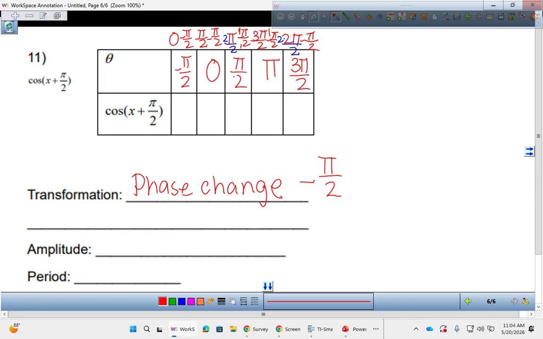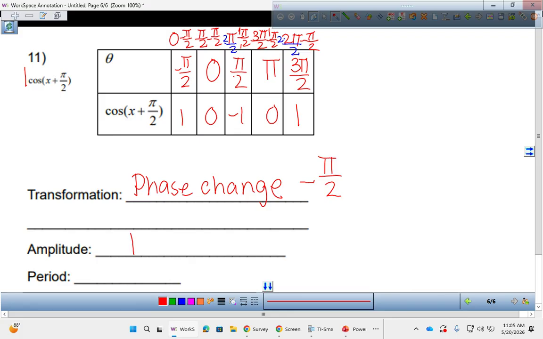The y values were not affected. The only thing that happened here was a left-right change. There's no vertical stretch. So the y values were not impacted. I'm just going to use the original cosine y values. 1, 0, negative 1, 0, 1. If that was sine, the numbers would stay the same. The order of them changes. The amplitude is the A value, the number in front. If there's not a number in front, then the amplitude is 1.